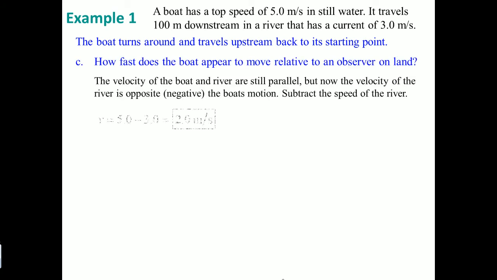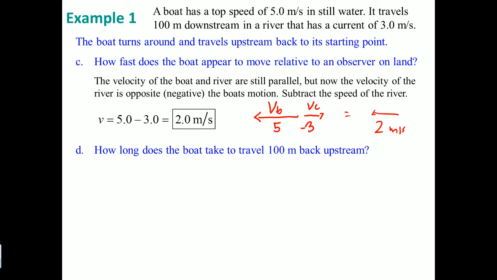The boat turns around and travels upstream to its starting point. So here, the boat's velocity was this way, but the river current is in the opposite direction. This is the 5, this is the 3, but it's a -3 because it's in the opposite direction. So this is its net 2 meters per second. Oops, sorry, the arrow's wrong, because it's still in the positive direction.